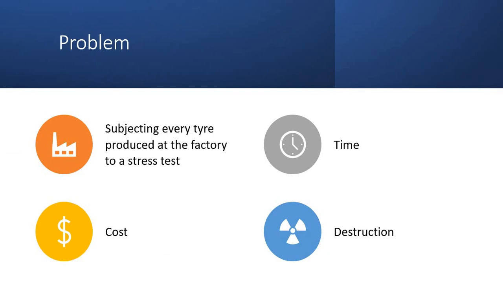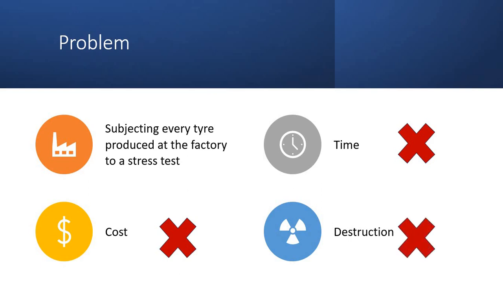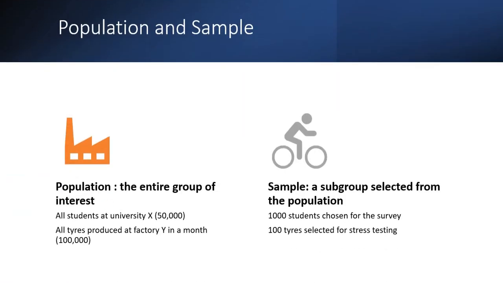A factory makes tires, and you want to test every tire to see how durable it is by subjecting it to stress testing. However, if you do so, a lot of time will be required, a lot of cost will be incurred, and additionally, it will lead to the destruction of the tires which are tested. So, at the end of this testing, no tire will be left to be sold, which is of course not a desirable situation. So what do you do? You take a sample.